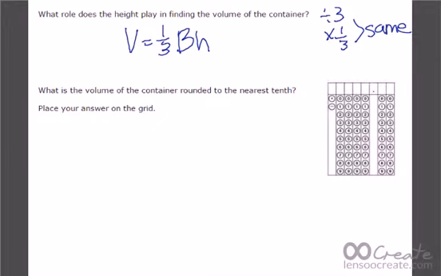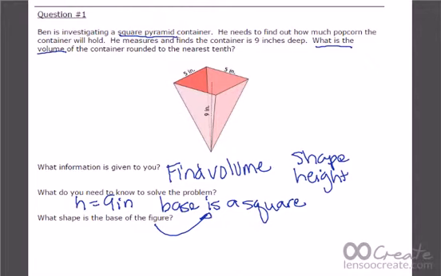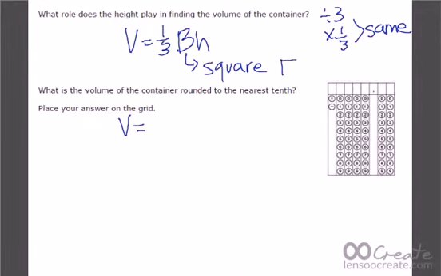Alright. So now that I have my equation, let's substitute in. Volume is what I'm looking for, so I'm going to leave that as the V. 1/3 area of the base times height. Well, what's the area of the base? My base is a square. What are my dimensions again? Let's go back and look. 5 by 5. Okay, so my base is a square, 5 by 5.